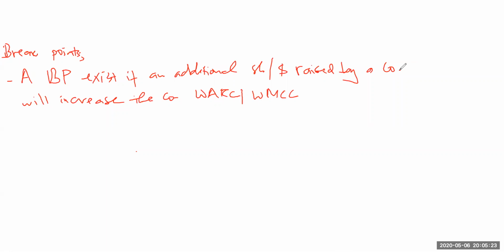Now it means therefore there exists a break. There's a break that is existing there. The same applies for the case of equity.